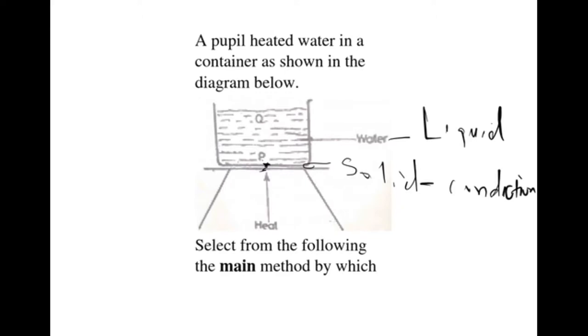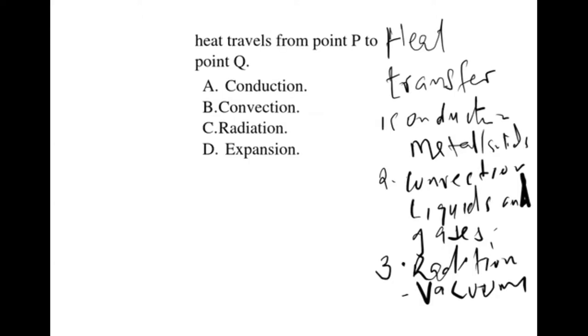But then from here, the heat from the sufuria heated the water at the ground here, and it became less dense. So from there, the water rose through the medium, replaced by the cold water, to the point Q. So the mode of heat transfer that took place from point P to Q is convection.